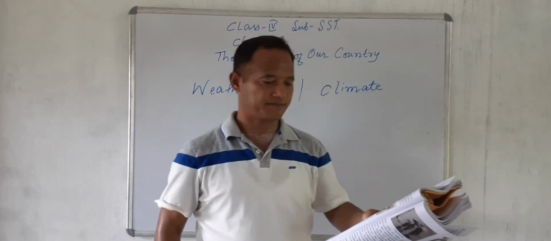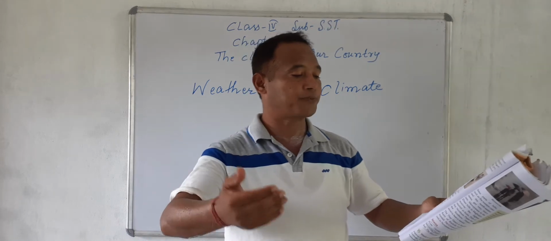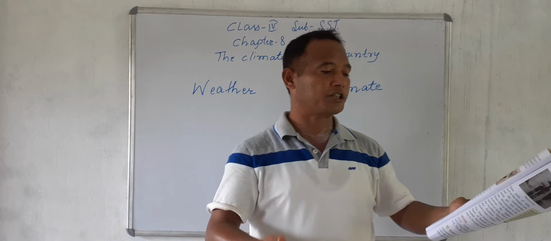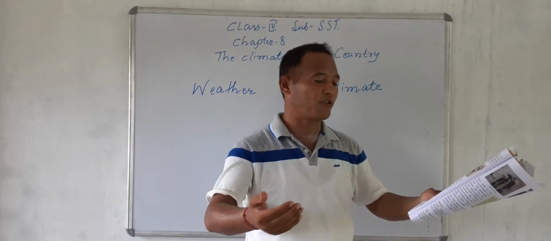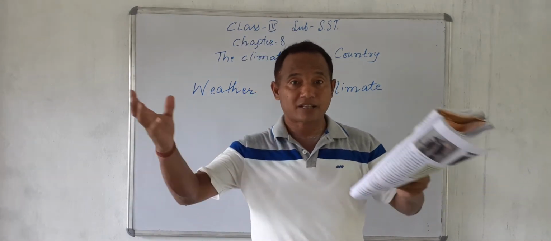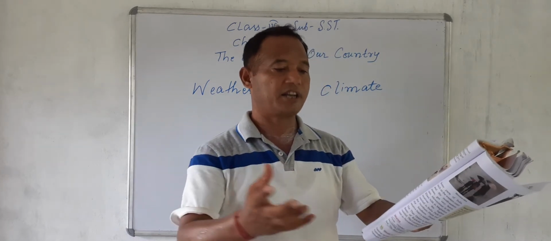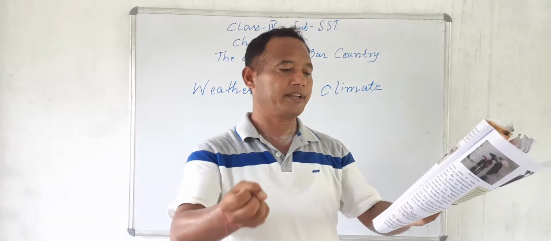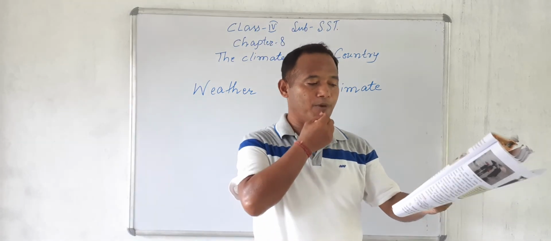Now the rainy season. The rainy season in India starts from June onwards. The wind full of moisture from the Arabian Sea and the Bay of Bengal starts flowing to the land. They are called the monsoon winds. The monsoon winds come from the oceans like the Bay of Bengal and the Arabian Sea, and these monsoon winds bring rainfall to our country. This season is called monsoon.